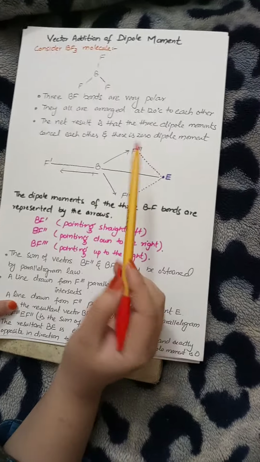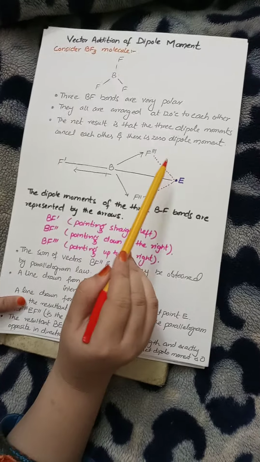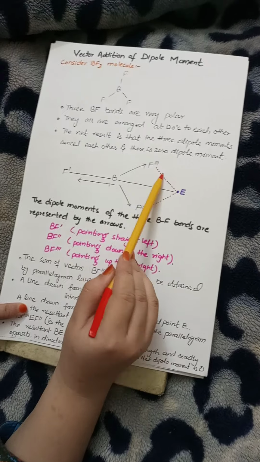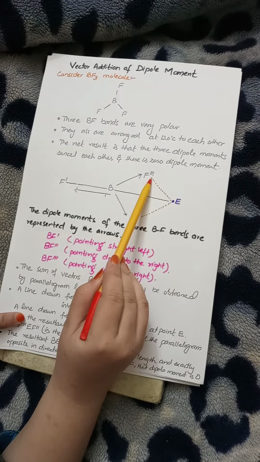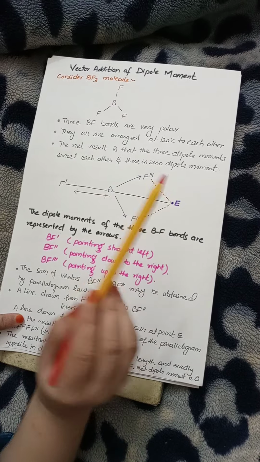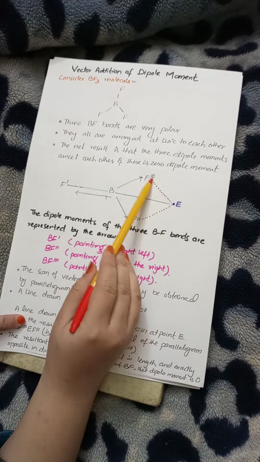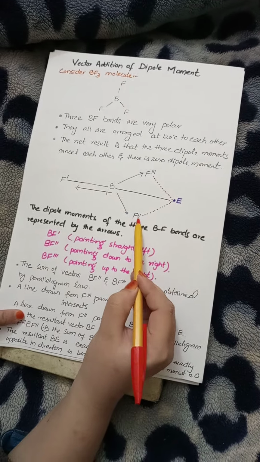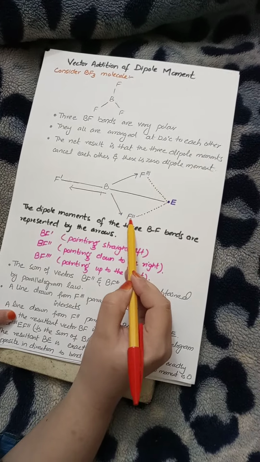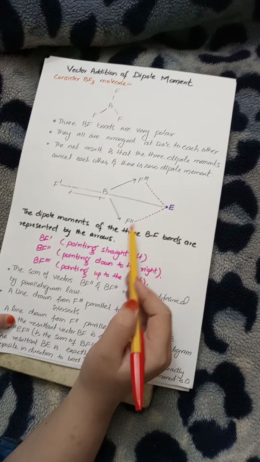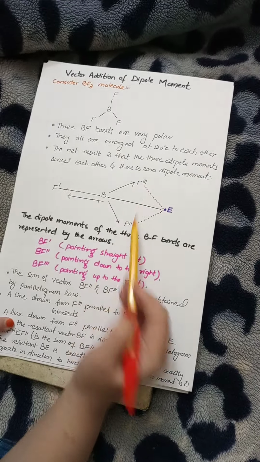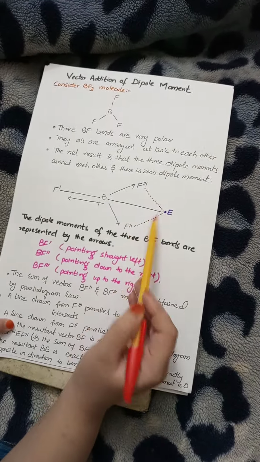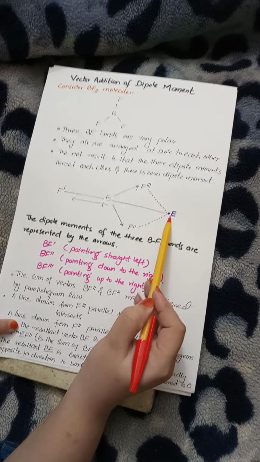So for that, what we will do, we will draw a parallel line from F3 dash, and this parallel line will be equal in measurement to BF2 dash. Okay, we draw it like this, and then we will draw a line from F2 dash, and this line will be parallel and equal in magnitude to BF3 dash. So both those two lines will intersect at point E.